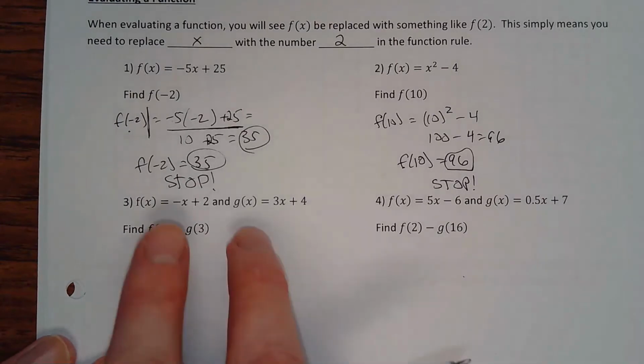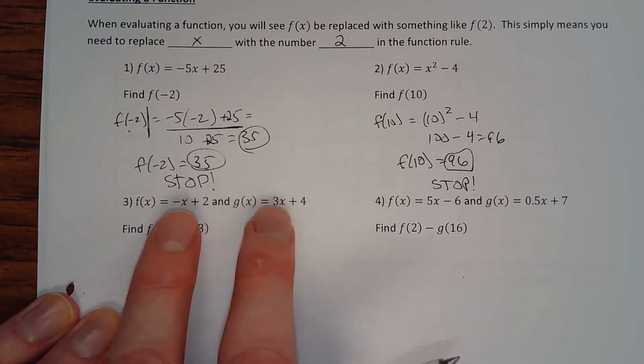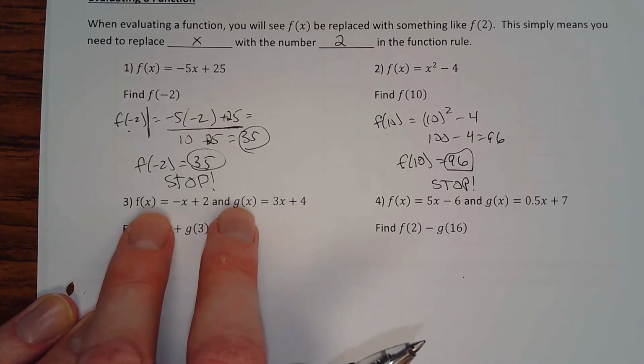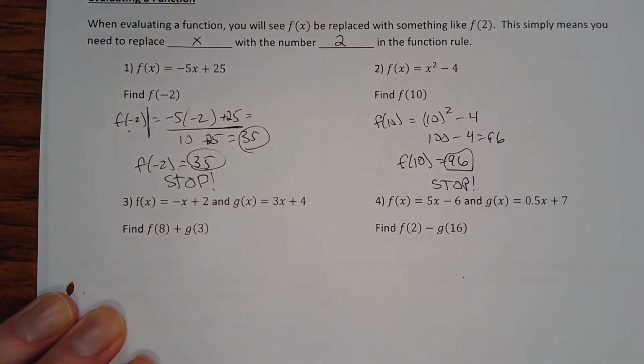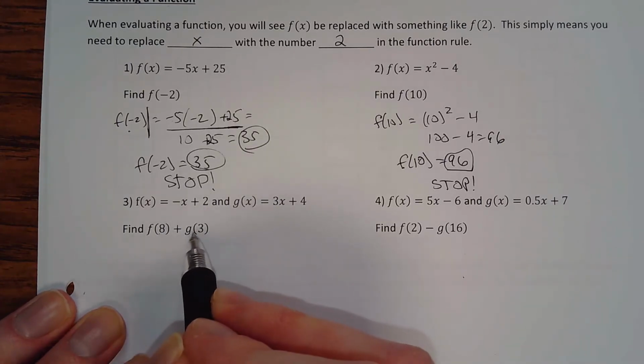So down here, here's the reason why we have names. Here's two different functions. Two different rules. We have to name them so we can tell them apart. Same reason we have different names so we can tell each other apart. Okay, so this, what is f of 8 plus g of 3?